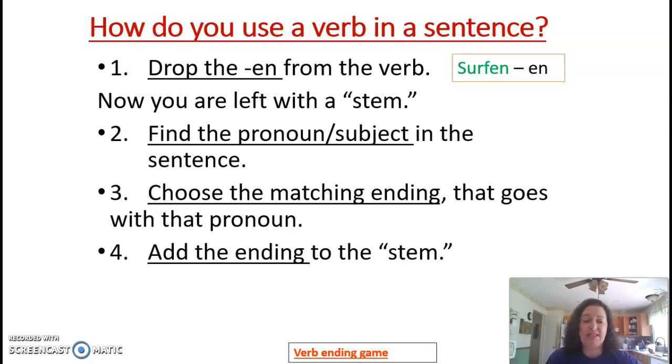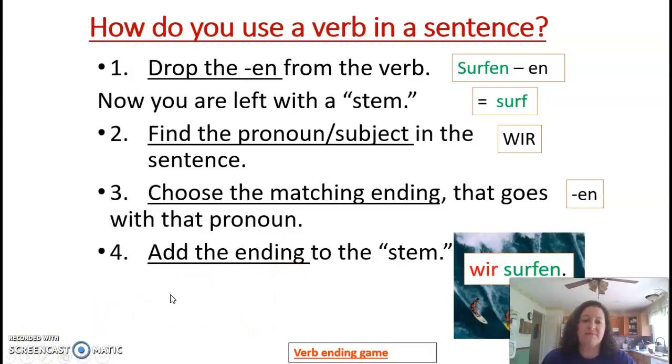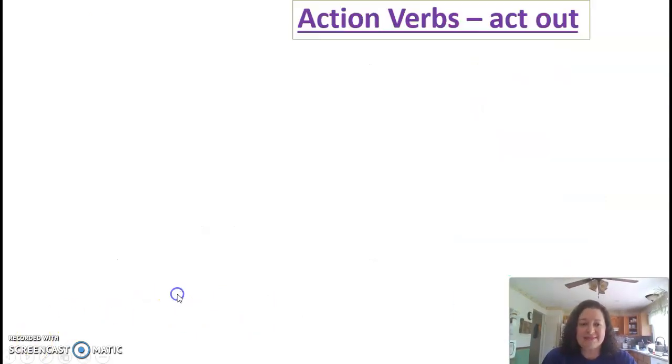And here's an example. Surfen, you drop the EN, you get surf. That's your stem. Suppose wir is the subject, which I just chose. The matching ending is EN, so wir surfen. Now if we did that same thing, but we used, say, ich, the ending for ich is E, so it's ich surfe. Wir surfen, the picture.